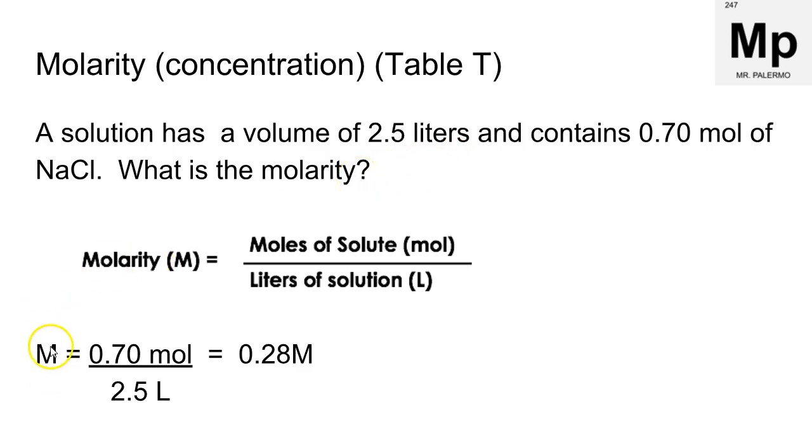So I'm solving for big M. I plug in my mole value here, my liters here, and I get an answer of 0.28 big M, so 0.28 molar. So the bigger this number is, the more concentrated a solution is, the more solute that's dissolved.